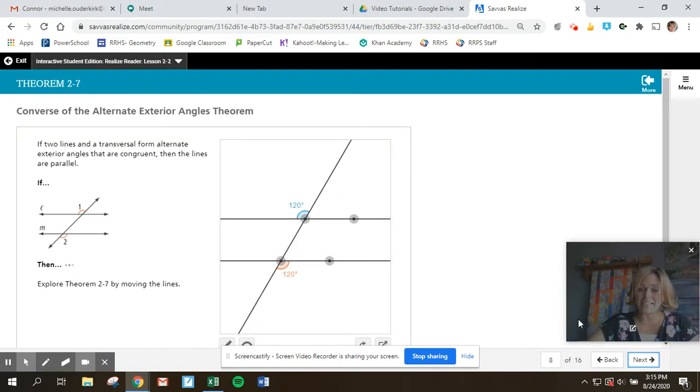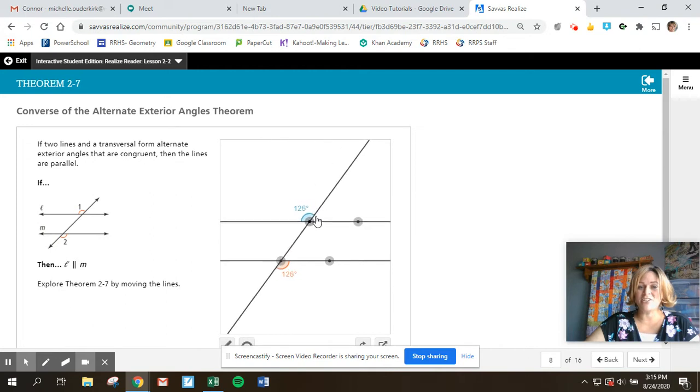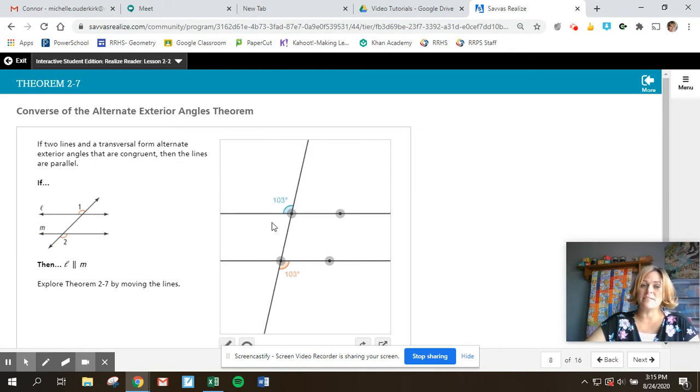Converse of alternate exterior. Alternate exterior across the transversal from each other on the outside of the parallel lines. Again, they're not changing. These are congruent. They're not supplementary. They're congruent. So the rule says, if you find out that the alternate exterior are congruent, then the lines are parallel. So notice, each of these rules are proving lines are parallel. So if you're ever asked in a proof to prove lines are parallel, you're going to have to use those converse rules. There are 4 of them.